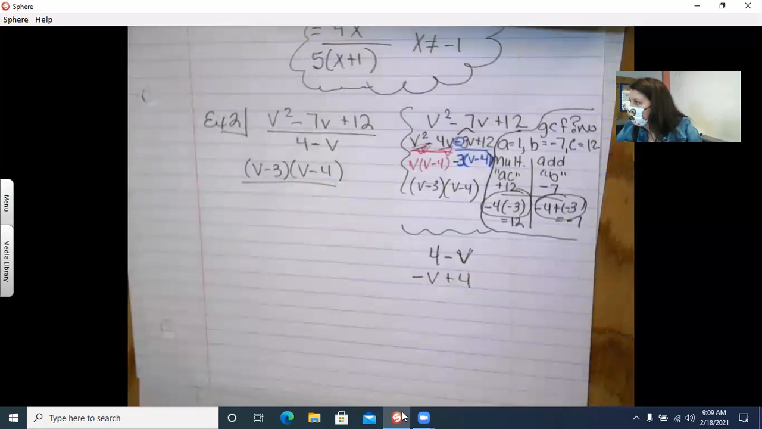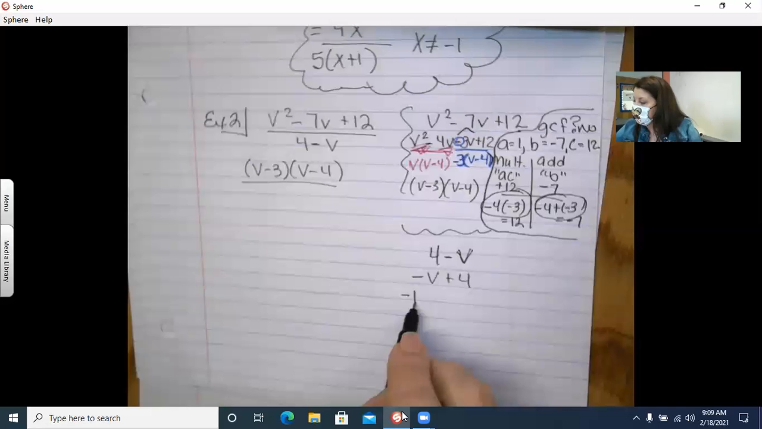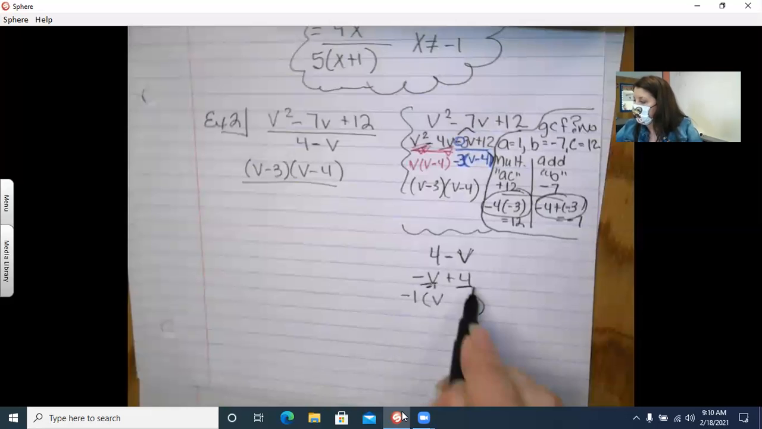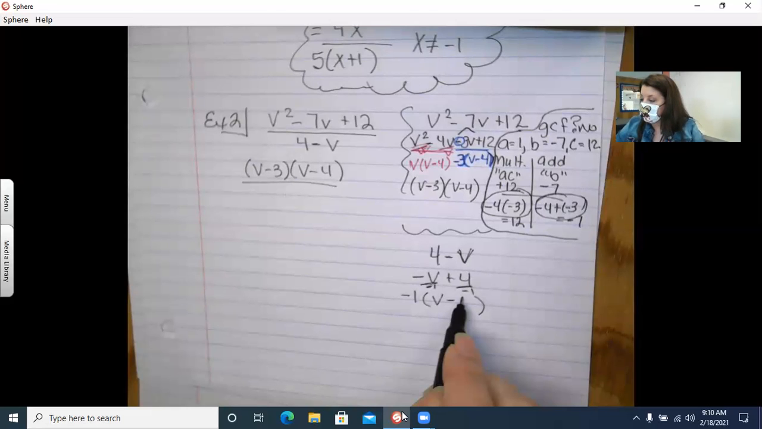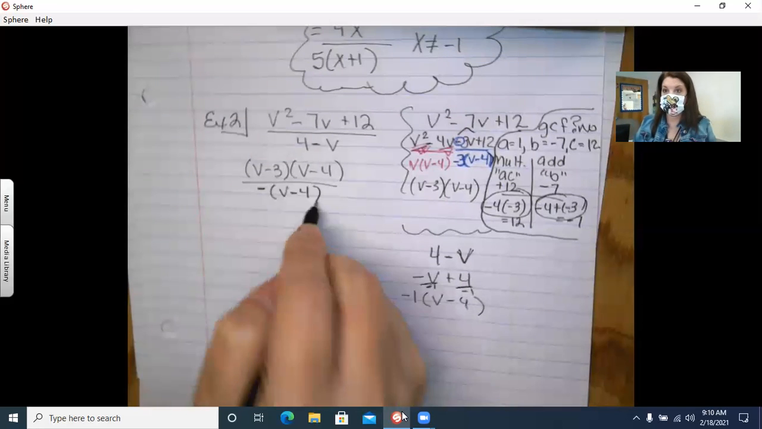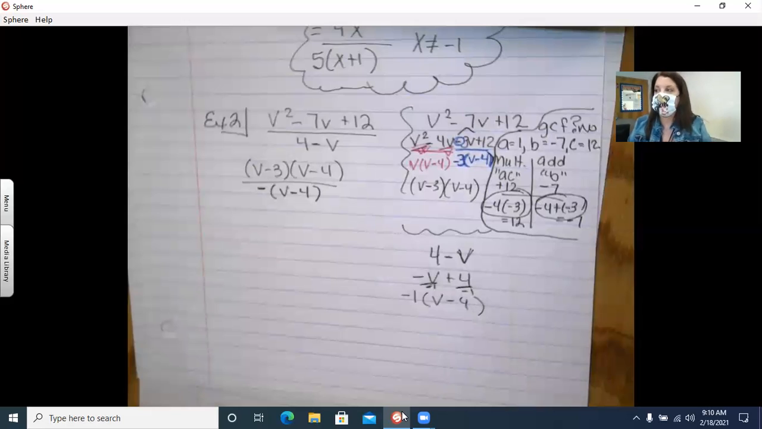I factor out a negative 1? So it's negative V divided by negative 1, V. What's 4 divided by negative 1? Now would they cancel? Yeah. So don't forget that negative 1 is a factor. It does not go away. I don't really need to write negative 1. But if you just write V minus 4 in the denominator, you just change the meaning of the problem. The negative is being distributed to the V minus 4.